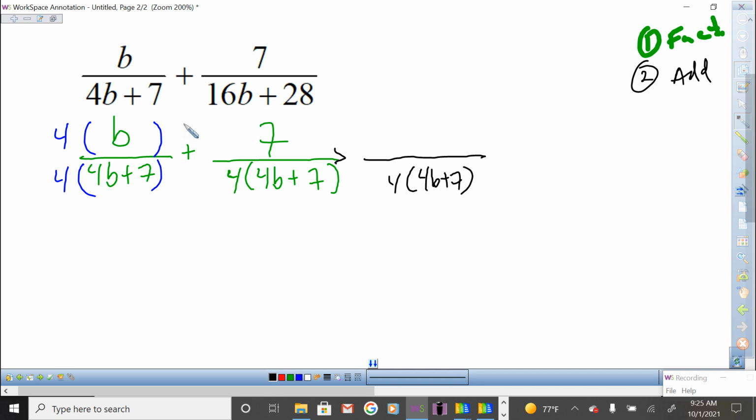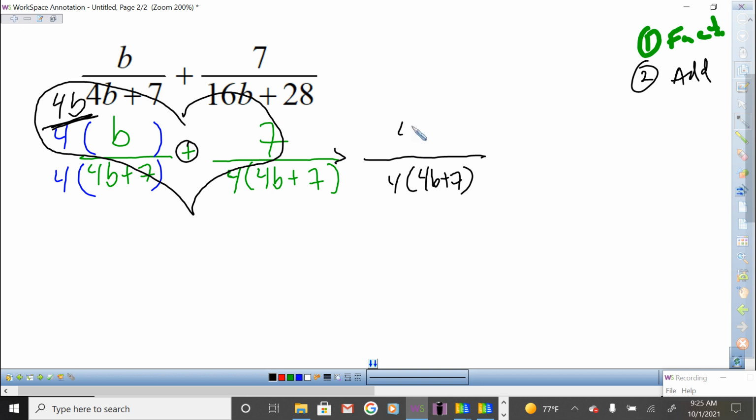And now we focus on the numerator. However, can we multiply stuff here? Yes. What is 4 times b? 4b. So now I'm going to use the 4b instead of using that, because I already multiplied it, right? So let's see. What is 4b plus 7? Can we combine those? No. We just write them out. So we end up with 4b plus 7.